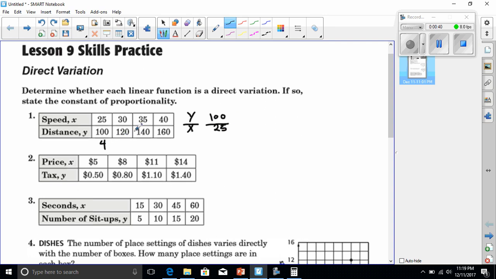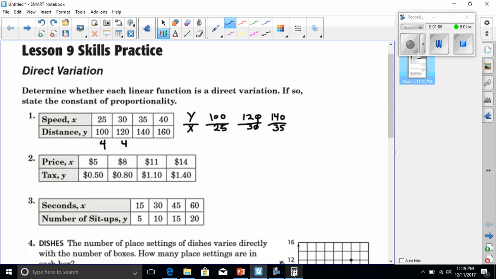And if I do that and follow it through, that would be 120 divided by 30. Well, I can take my zeros out, and that's 12 divided by 3. And again, that gives me 4. Then we have 140 divided by 35. And if I do that, I happen to know that's also 4.